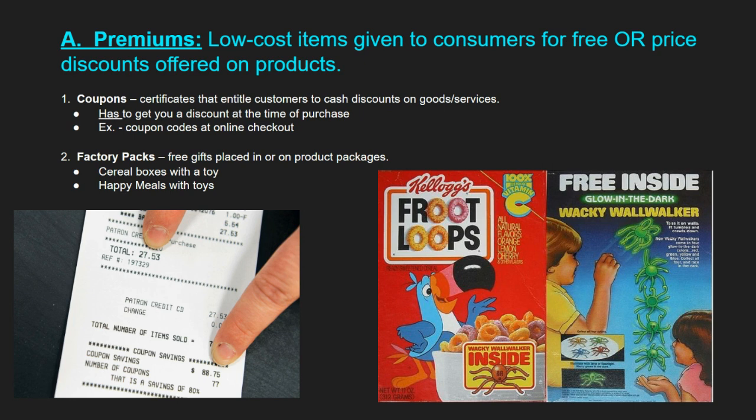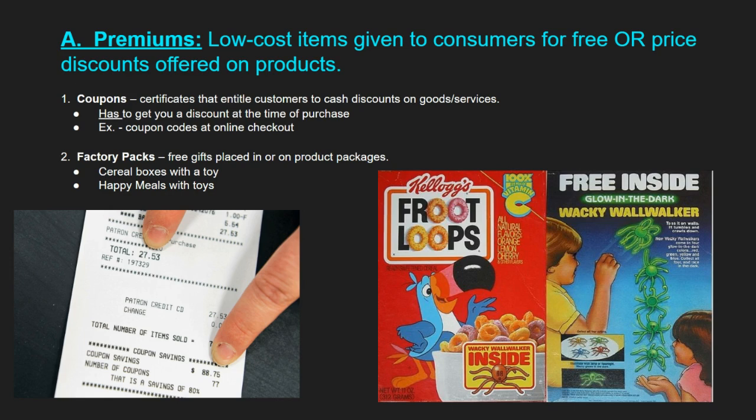The next one is a factory pack. So this is an extra item kind of thrown in. They're free gifts placed in or on product packages. So cereal boxes with a toy inside, or a Happy Meal from McDonald's with a toy inside, those are factory packs. And on here, we're looking at Fruit Loops.